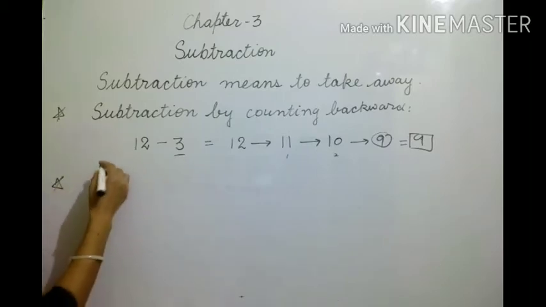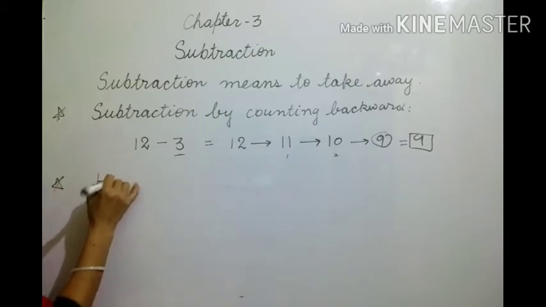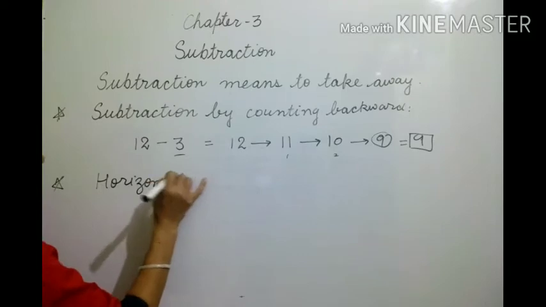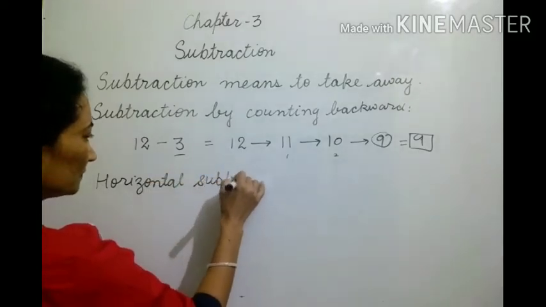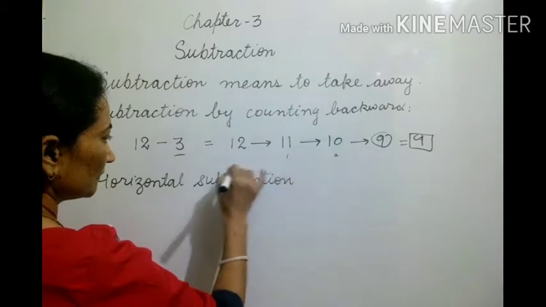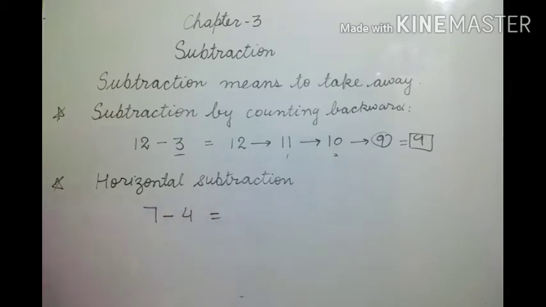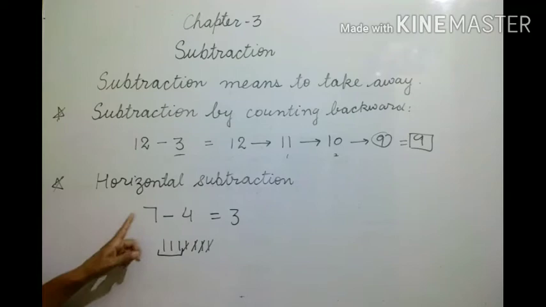Also we have learnt in first class horizontal subtraction. In horizontal subtraction, how do we subtract? Suppose 7 minus 4 we have to subtract. Then 7 bars we put, or 7 circles we put. 1, 2, 3, 4, 5, 6, 7. Cut 4 bars. 1, 2, 3, 4. Now count how many are left. 1, 2, 3. We can subtract horizontally.